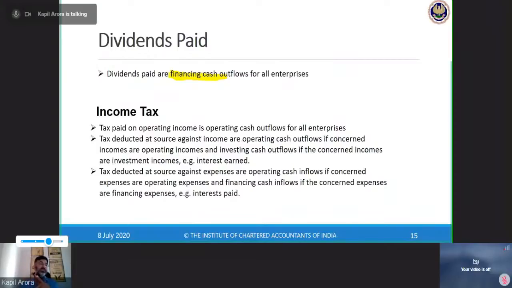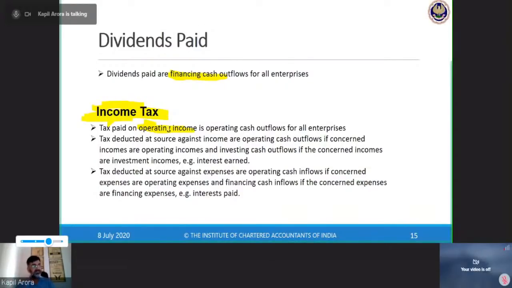So it becomes a very, very important part here. The other portion that comes up is the income taxes. What to do with the income taxes? Since income tax is always charged on the profit, tax paid will always be treated as operating cash flows, because I always pay tax on my profit or loss.